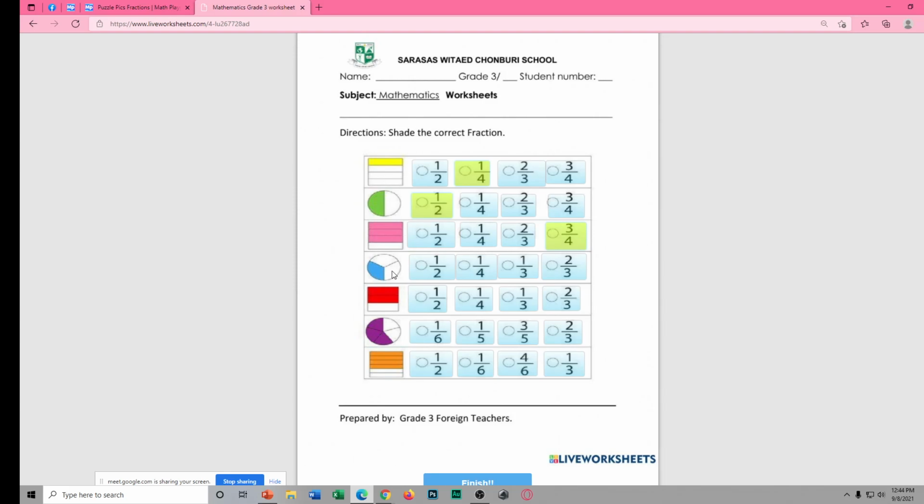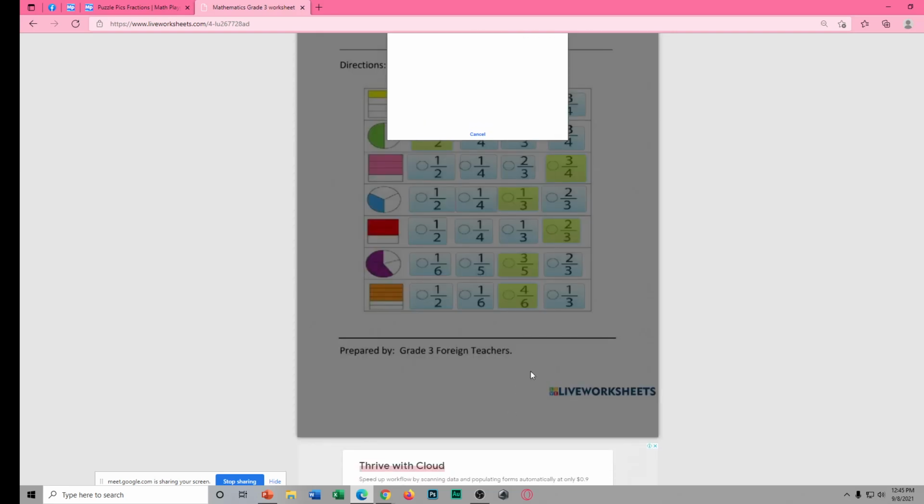1/3, one third. Next, 2 thirds. Next is 3/5, 3 fifths. Next, 4/6. And then click finish.